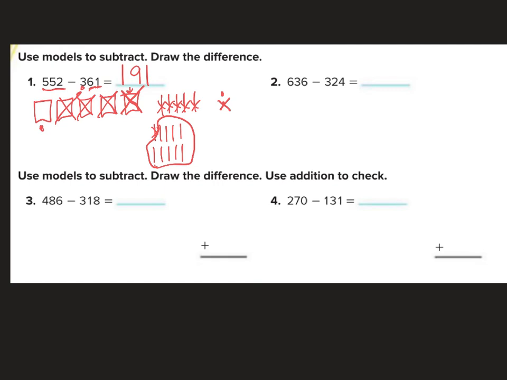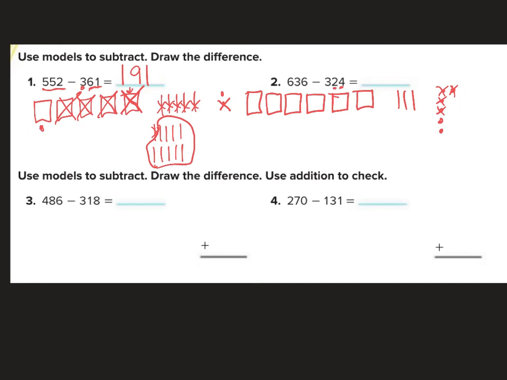Okay, let's do the next one. 6 hundreds. I'm going to have to probably go one over here. 3, 4, 5, 636. 1, 2, 3, 4, 5, 6. Okay. First step is I need to subtract 4. 1, 2, 3, 4. I'm left with 2 left over.